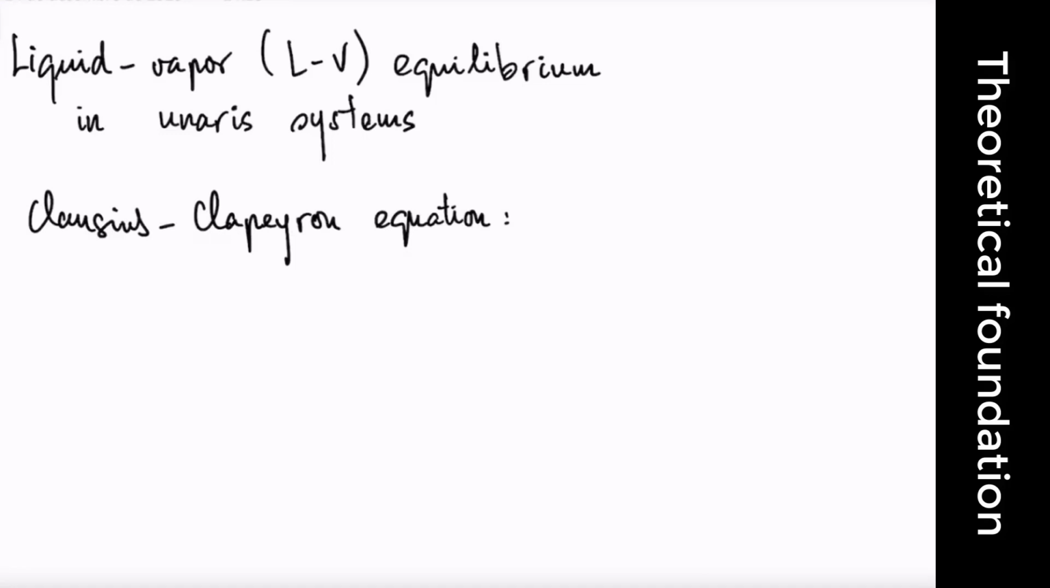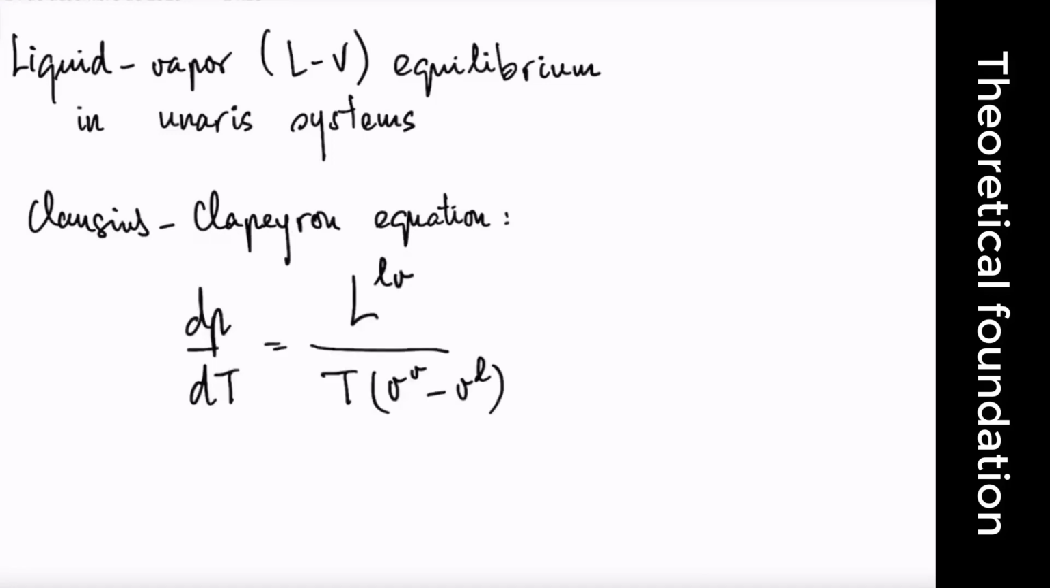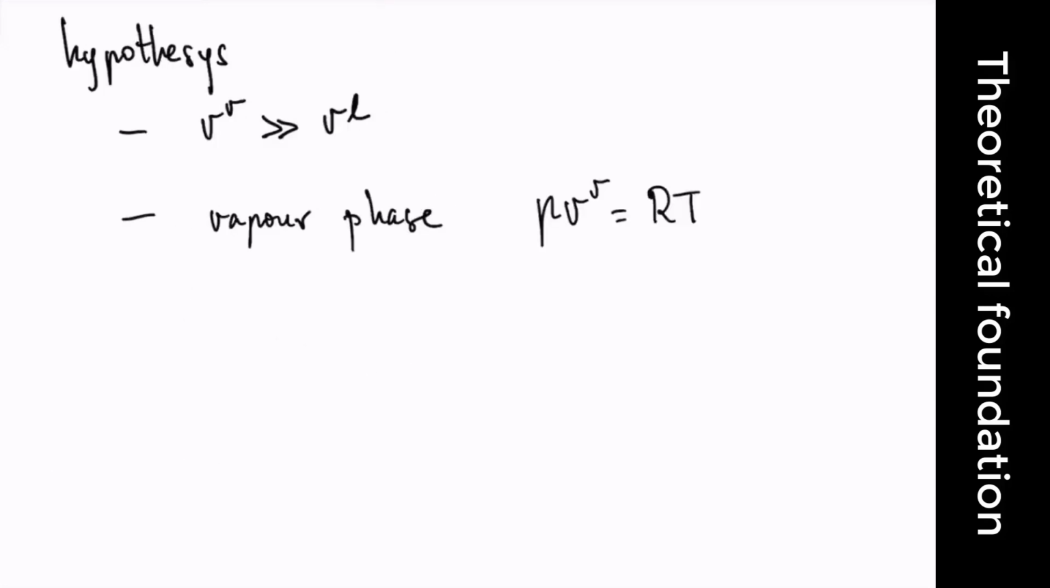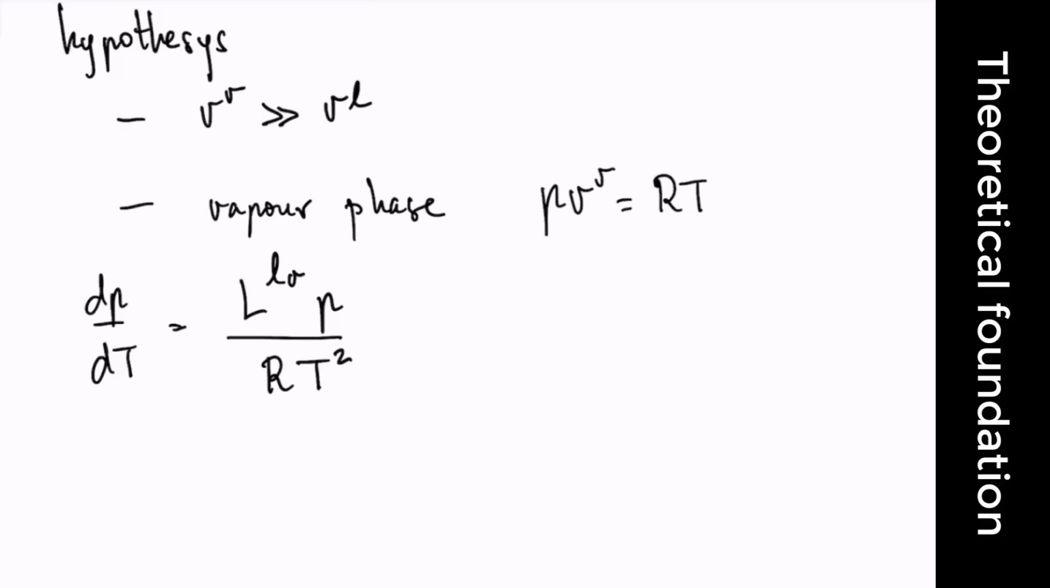In order to solve it, we assume that, first, the volume of the vapor phase is much higher than that of the liquid phase. Therefore, the latter can be neglected. Secondly, the vapor phase can be described by the equation of state of ideal gases, PV equal to RT. As a result, the equation can be simplified as follows.